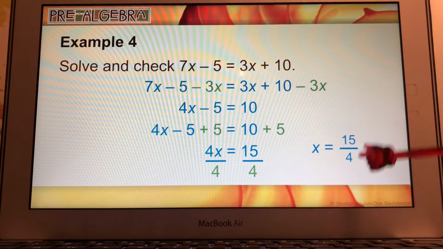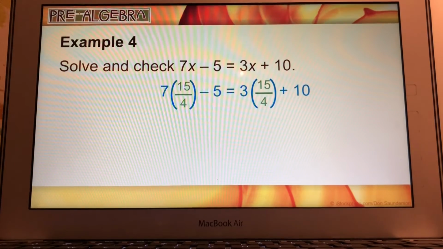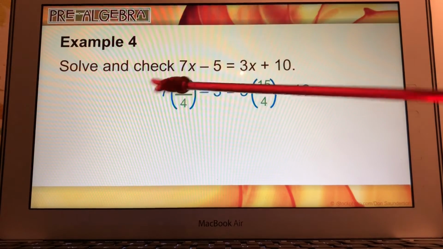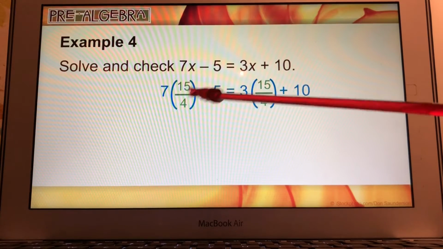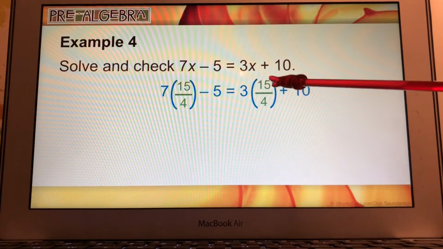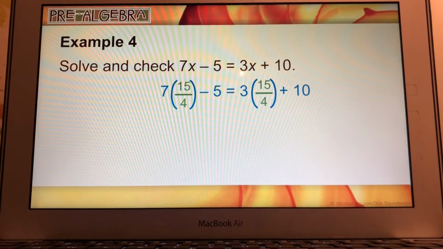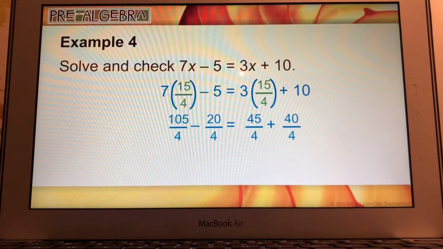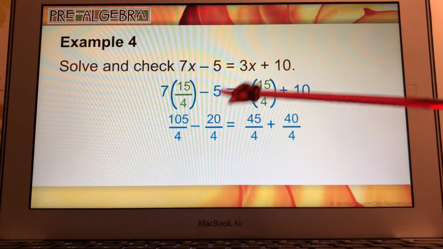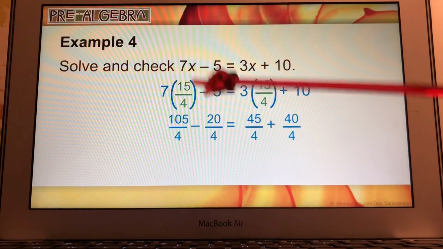Because now you're going to take that and plug it back in to your equation to check and make sure that you have the correct solution. So 7 times 15 over 4 minus 5, okay, 15/4, plug it in here, times 3, plus 10. Does that equal the same thing? So I have to take my whole number here and convert that into a fraction.